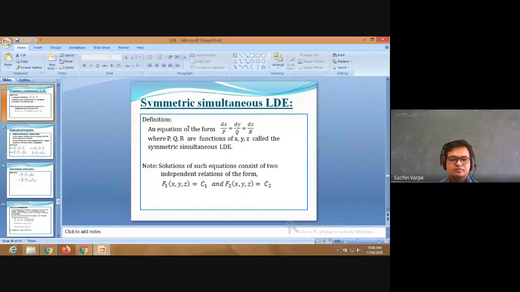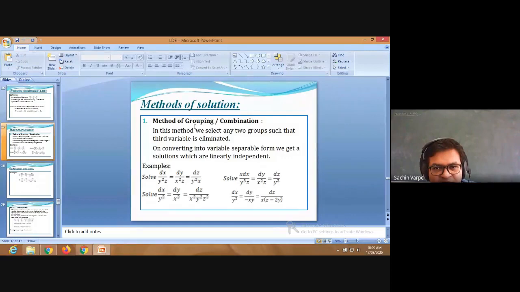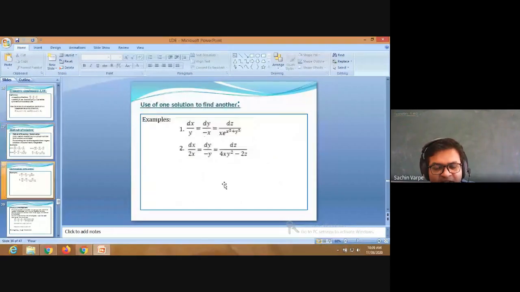Now, in the final examination, it is possible that you are considering the first and second ratio and your friend is considering the second and third ratio. So the first solution may be different for both of you, isn't it? And that doesn't mean that the solutions are wrong. It is a matter of choice, considering the ratios, isn't it? So that is what the first method of solution of such equations consists of: two independent relations, F1 and F2, isn't it?